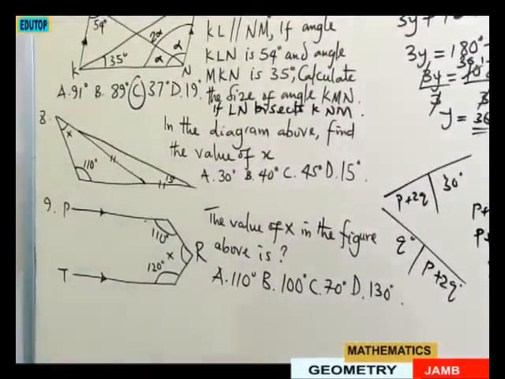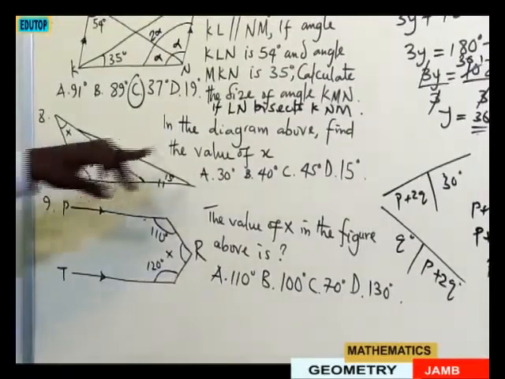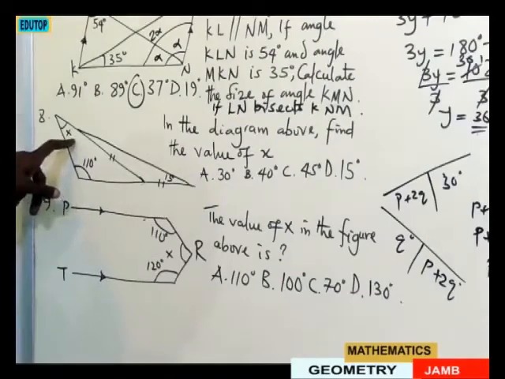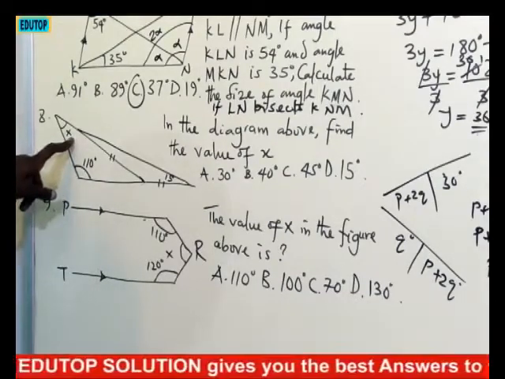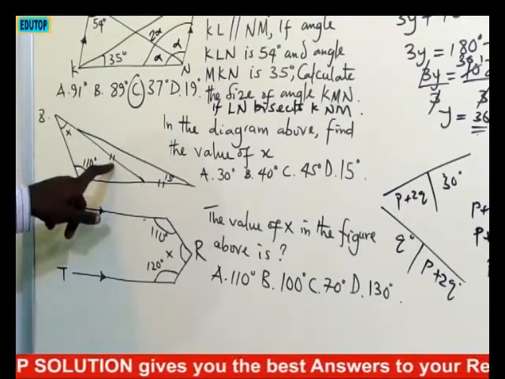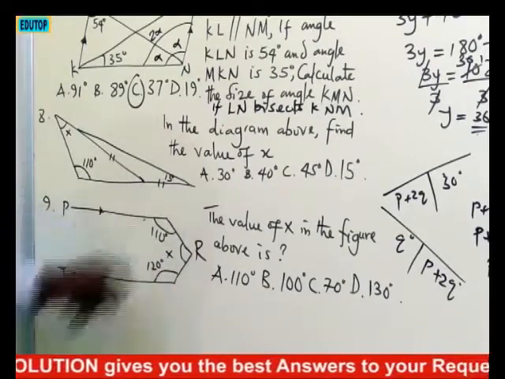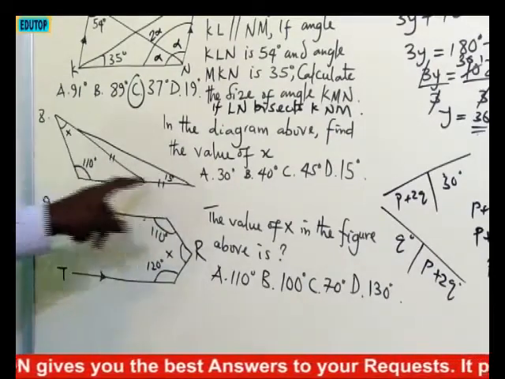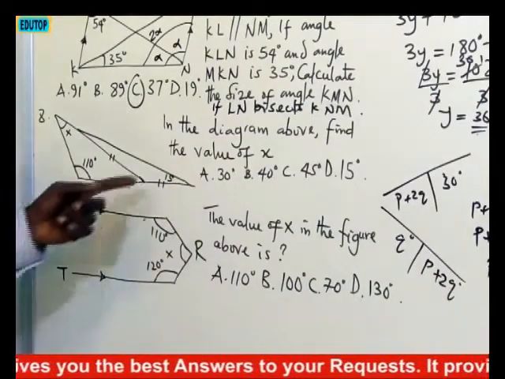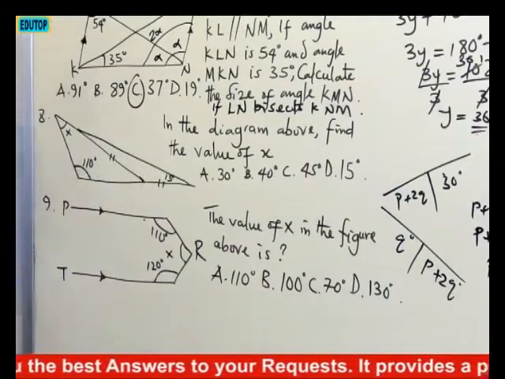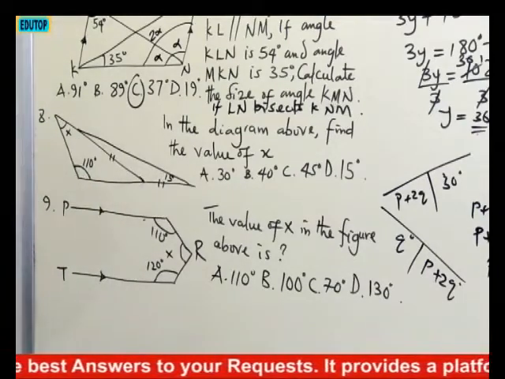The next question is question 8, which states that in the diagram above, find the value of x. Look at where our x is situated. So we are looking for this x. Meanwhile, a clue is given to us that this line and this line are equal, because you can see that mark to show that this one is an isosceles triangle. If this place is 15, automatically this place too should be 15.